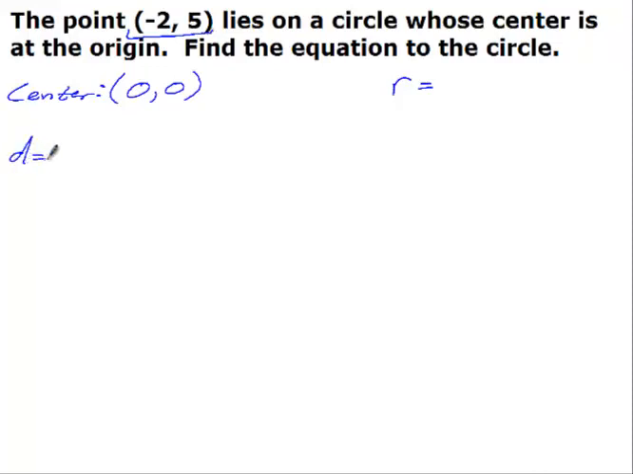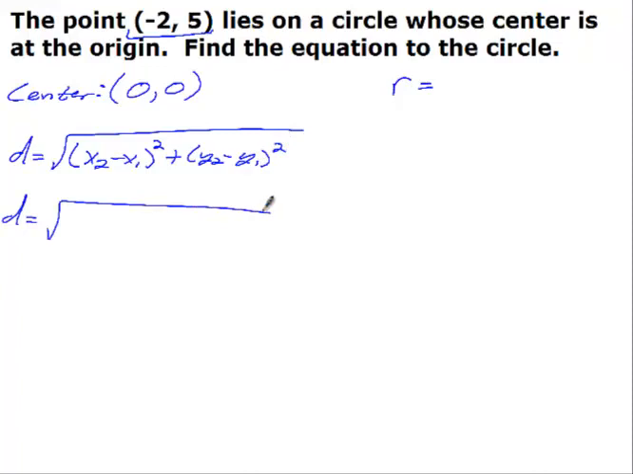Distance formula. So D equals square root x2 minus x1 squared plus y2 minus y1 squared. So what's negative 2 minus 0? Negative 2 squared. 4 plus 5 minus 0 squared. So D equals the square root of 29, which in this situation means that my R is equal to the square root of 29. Everybody okay so far?